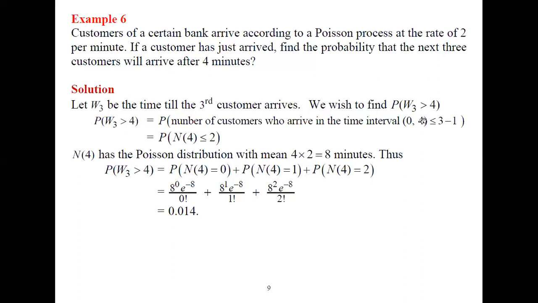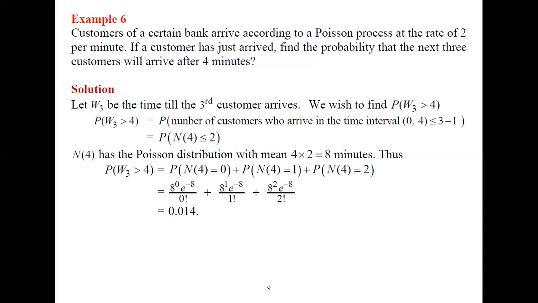If you are not able to interpret your question this way, you can never solve it. So what do we want to determine? That W3 is greater than 4. So let's start the solution. P of W3 greater than 4. What does it mean? It means the waiting time for the 3rd customer to arrive is greater than 4.